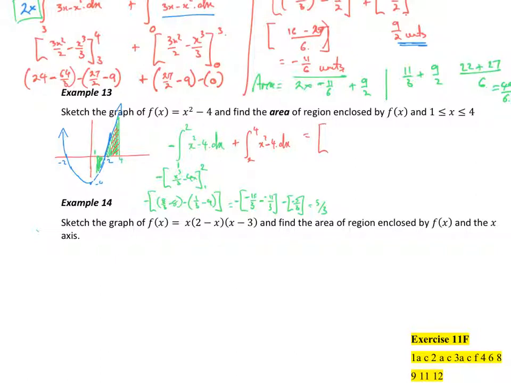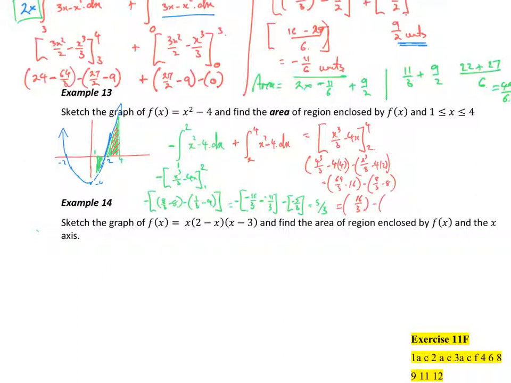Let's anti-differentiate. So I get x to the 3 on 3 minus 4x evaluated between 4 and 2, which is equal to 4 cubed. So 4 cubed on 3 minus 4 times 4. Subtract 2 in the bracket, 2 cubed on 3 minus 4 times 2, which is equal to 64 on 3 minus 16. Subtract, that's a 2, isn't it? 8 on 3 minus 8, which is equal to 64 on 3 minus 48 on 3 is 16 on 3.